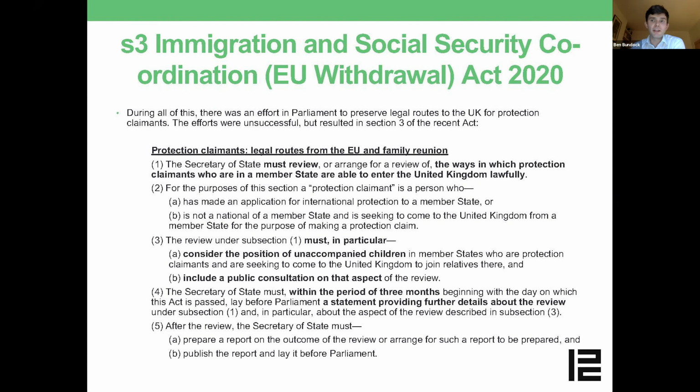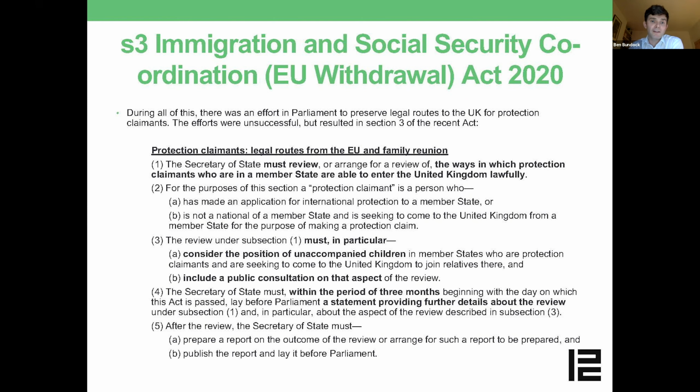Hi, so hopefully you can hear me okay now. Just briefly before I go on to talk about the transitional provisions, just to flag up this Section 3 of the Immigration, Social Security Coordination EU Withdrawal Act 2020. Because during all of this process that Harriet's been describing, there were efforts made around Parliament by Safe Passage UK and other organisations to try to preserve legal routes to the UK for protection claimants. And obviously, as you've heard, those efforts weren't successful, but they did result in this Section 3, and you'll see what it says here. In summary, I don't think this is anything to get your hopes up about.